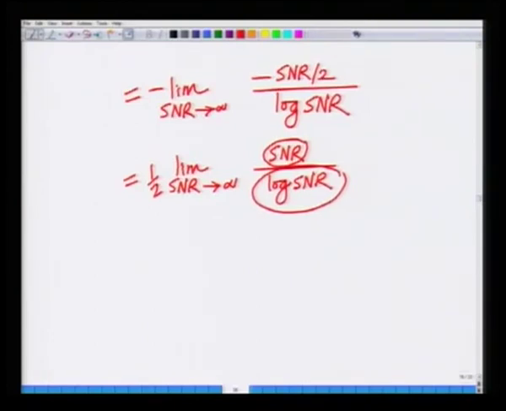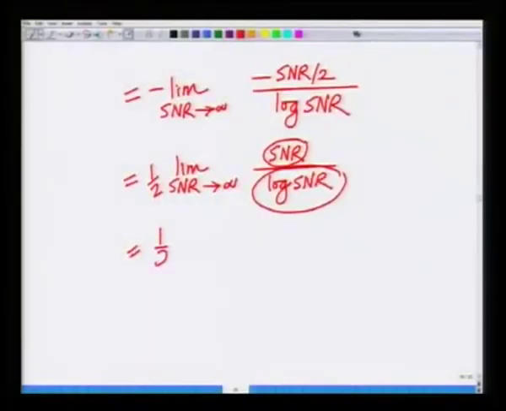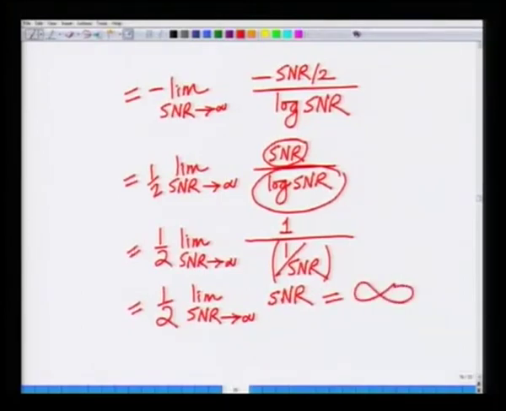When I have an indeterminate form, we all know from basic analysis that we can use L'Hopital's rule. So, I am using L'Hopital's rule, which means I differentiate the numerator and differentiate the denominator. So, the limit is half limit SNR tends to infinity, differentiate the numerator with respect to SNR, that is simply 1, differentiate the denominator with respect to SNR, that is log of SNR, so that is 1 over SNR. Which means this limit is also half limit SNR tends to infinity of 1 over 1 over SNR, which is simply SNR.